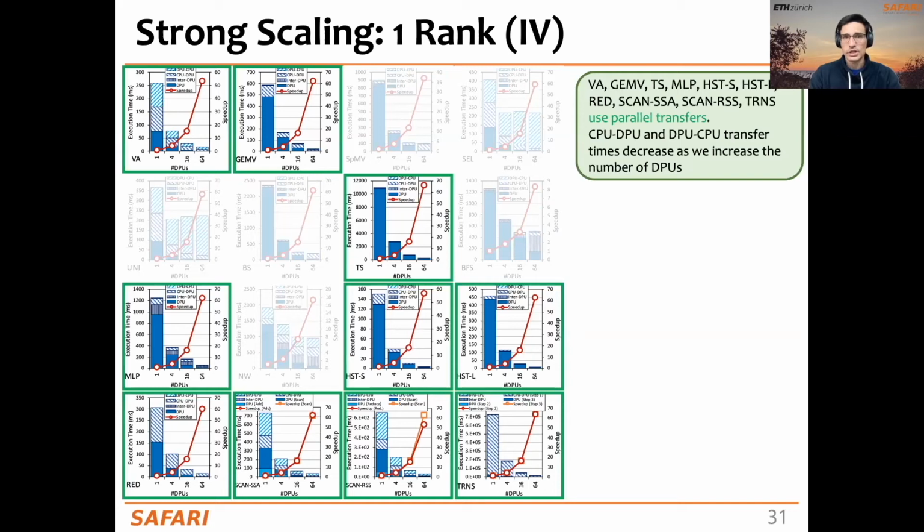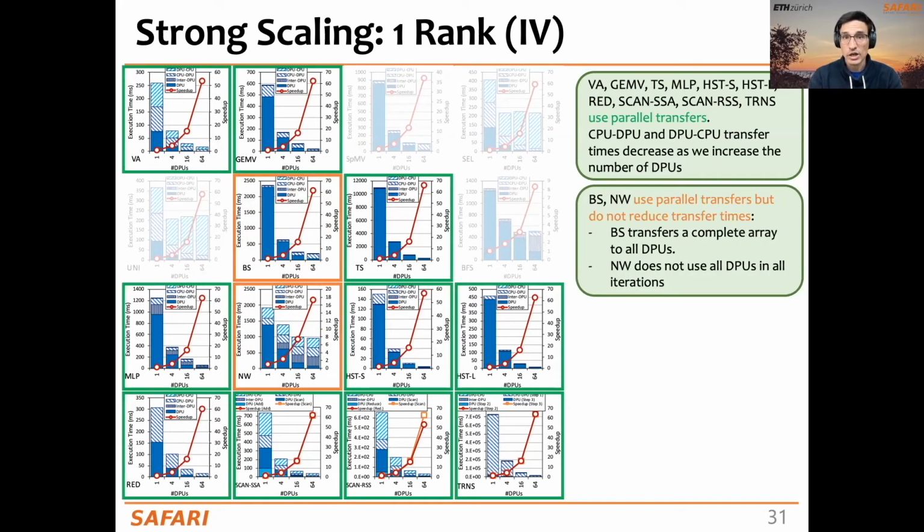Another interesting observation is that for all these benchmarks, we can use parallel transfers, and the CPU-DPU and DPU-CPU transfer times decrease as we increase the number of DPUs because we are using parallel transfers. In the case of BS and NW, we use parallel transfers, but the data transfer time does not seem to be significantly reduced. There are reasons for that. In the case of BS, we are transferring a complete array to all DPUs. So even though we are using more DPUs, we are not reducing the amount of data that we have to transfer per DPU.